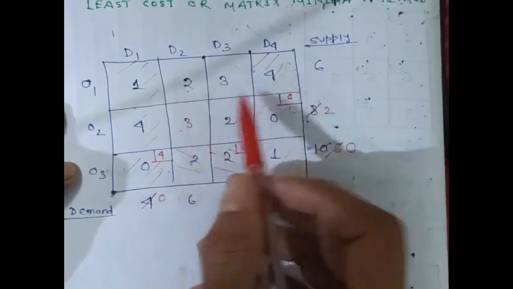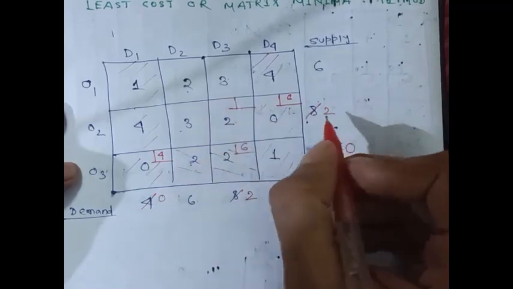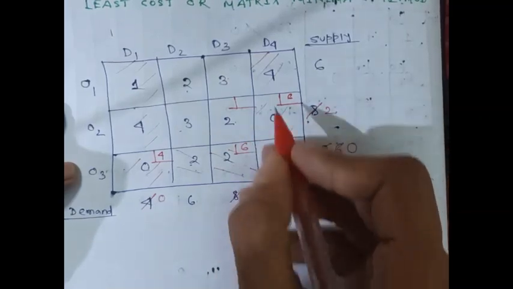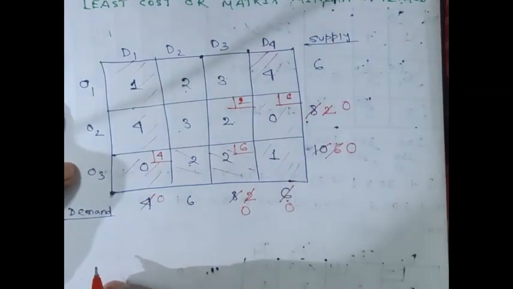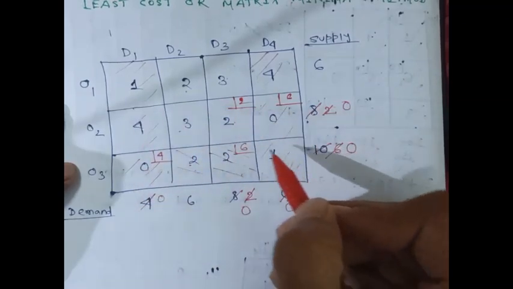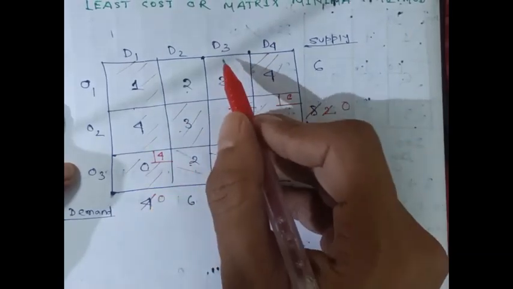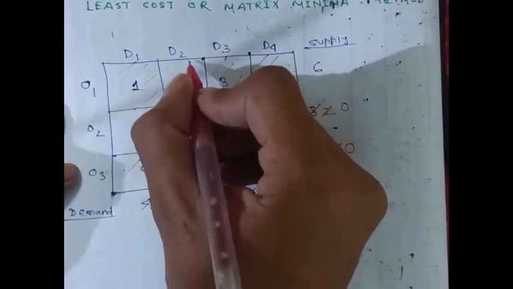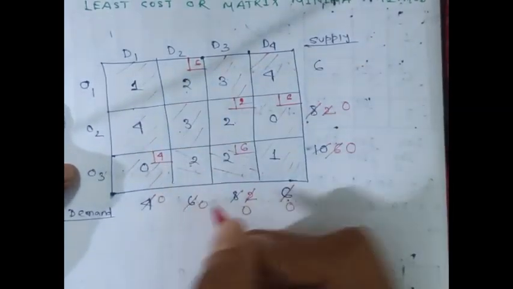In between 2, 3, 3, 2, what is minimum? 2 is minimum, so I am taking any of these 2s. Here I am getting 2, and here also 2, so we can take any of these. I am taking 2, so it will be 0, and it will also be 0. As it is 0, we will delete this whole row, and here I am getting 0, so I will delete this whole column. Here is only 2, so we can take 6, and it will be 0.